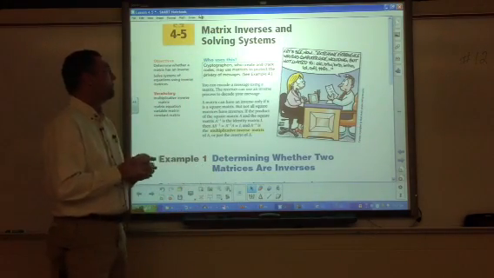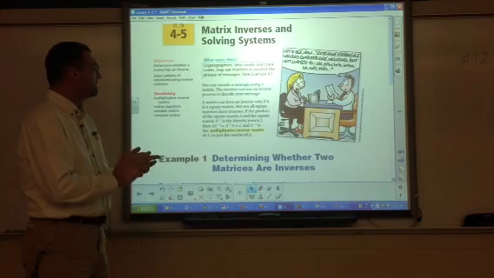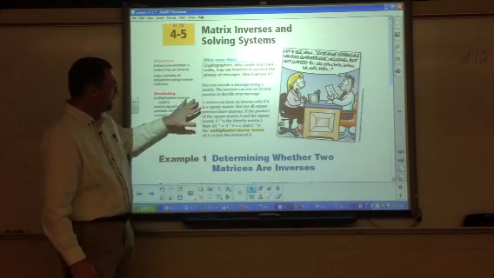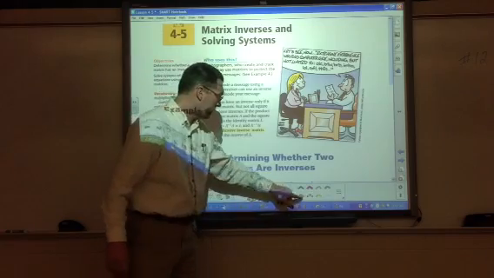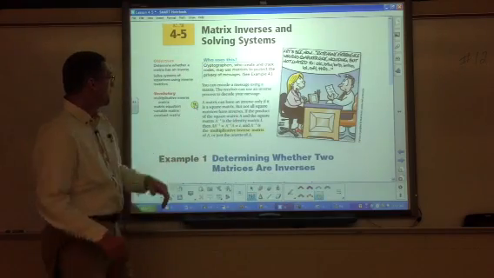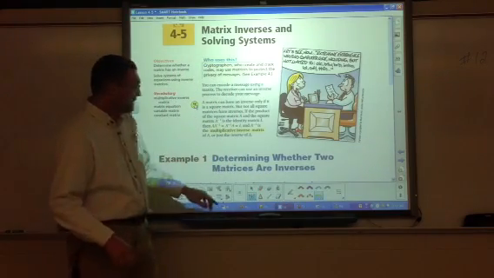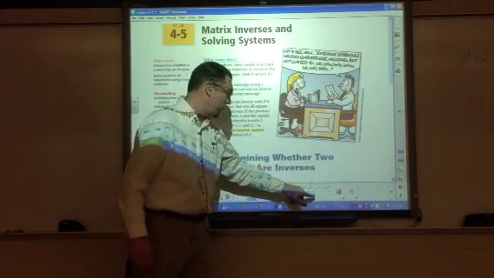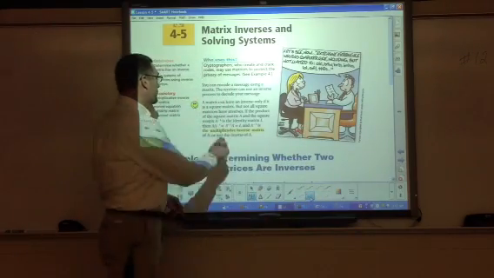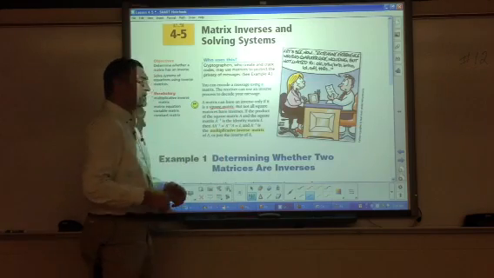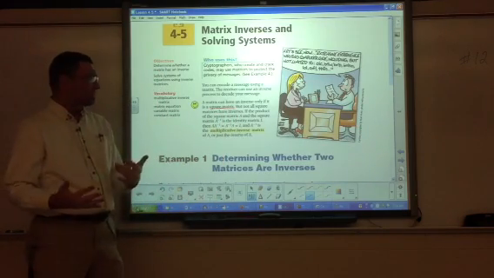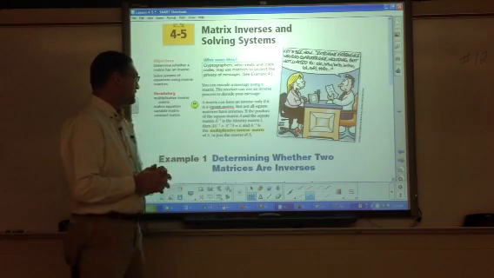Today we're going to talk about matrix inverses and solving systems. So a matrix can have an inverse only if it's a square matrix. The one important thing if we're talking about matrices and having inverses is that it must be a square matrix first of all. But not all square matrices are going to have inverses.